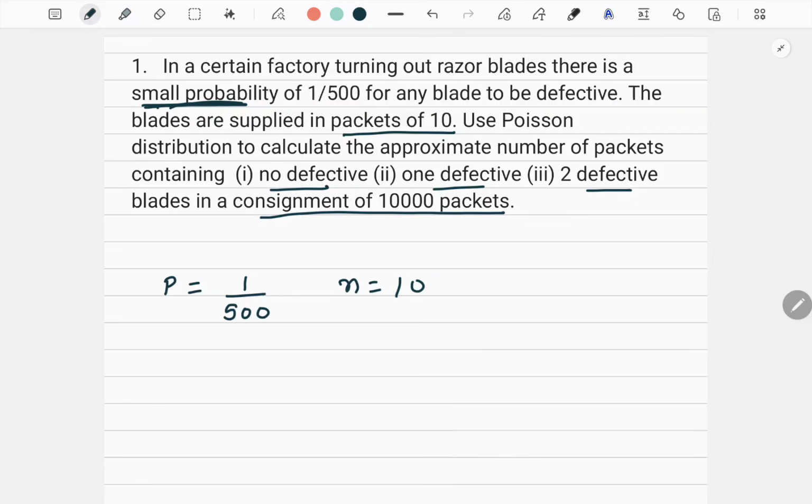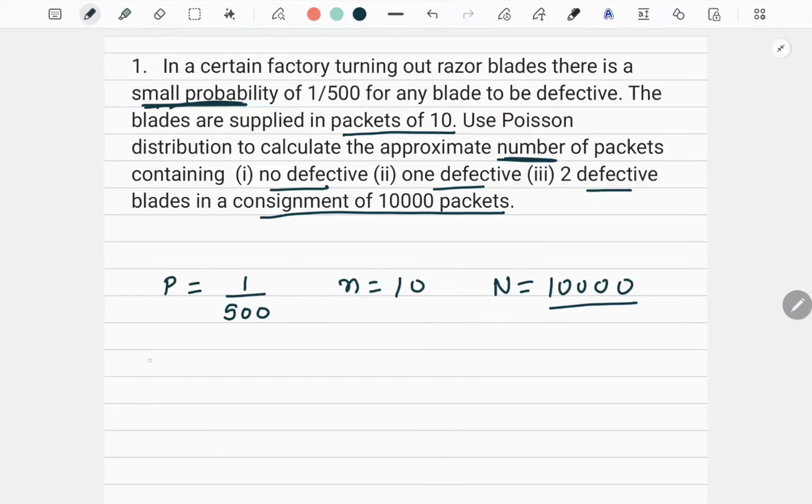Now here again observe what they are asking. They are not asking me probability. They are asking me the number of packets. I told you whenever they ask for a number or a count, there will be two n's given. One will be a small n and another will be the capital N. And this capital N needs to be multiplied by the probability to get the number of items at the end. So now let us do this question.